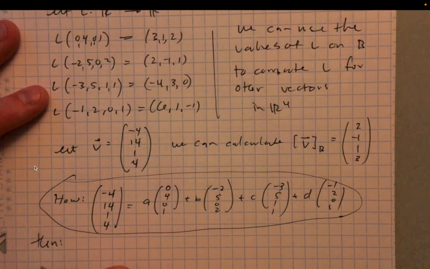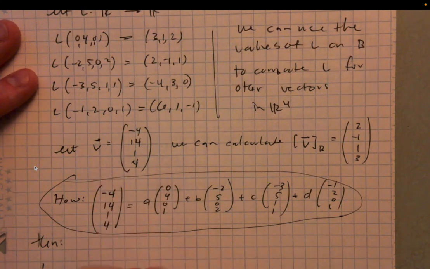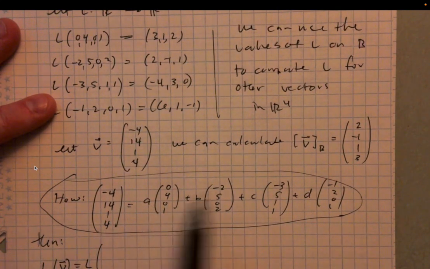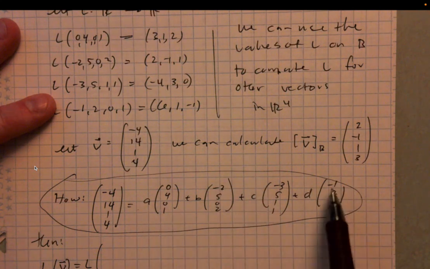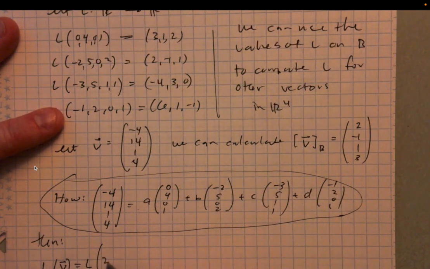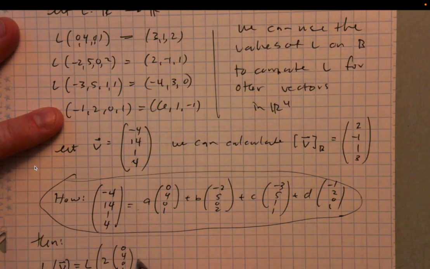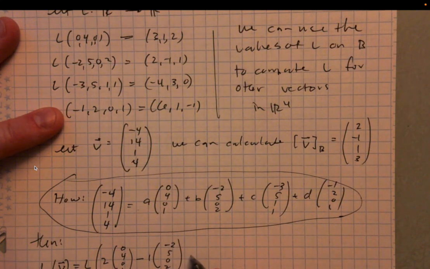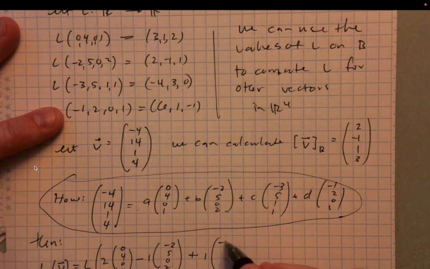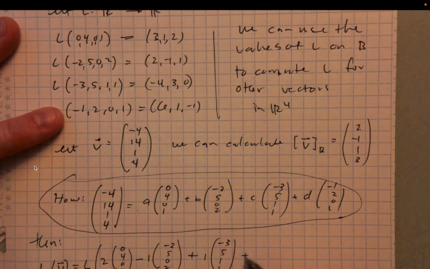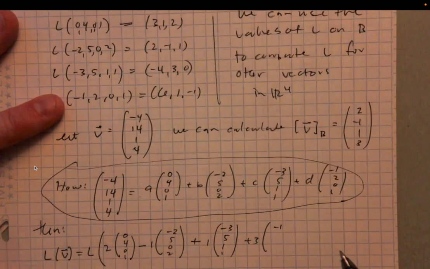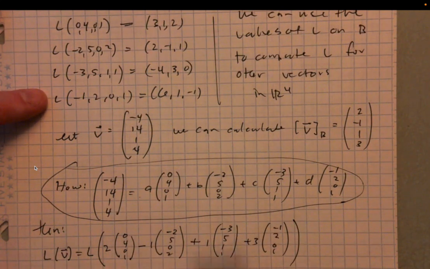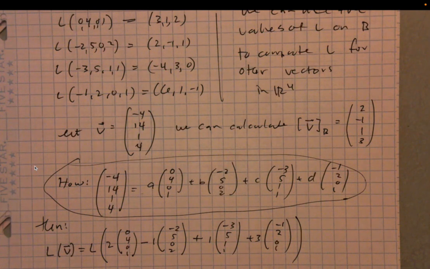Then, if I want to perform the linear transformation on v, I can think of that as performing the linear transformation on this coordinatization of v. So that's a linear transformation of 2 times (0, 4, 0, 1) minus 1 times (-2, 5, 0, 2) plus 1 times (-3, 5, 1, 1) plus 3 times (-1, 2, 0, 1). This is just what v is equal to, and so I just substitute that in there.